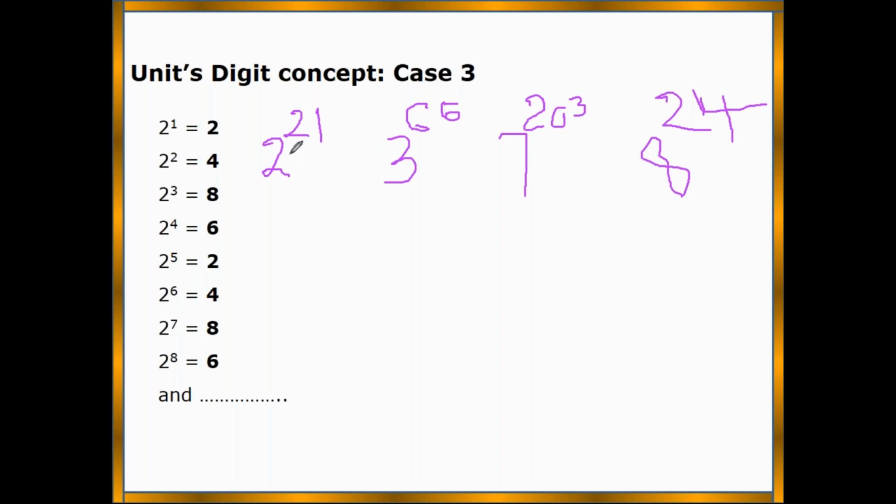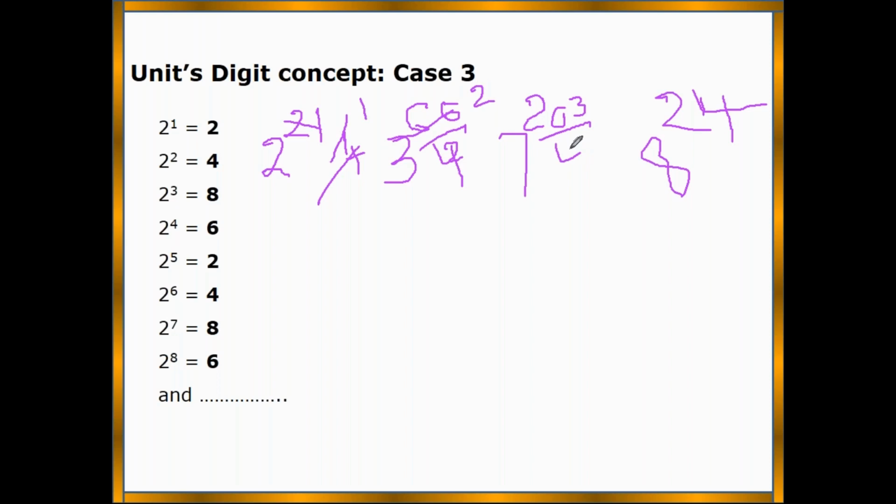So step number one, whenever the values are repeated for every 4 iterations, you have to divide the power by 4. Whenever the power is divided by 4, 21 by 4, what is the remainder? 4 5s are 20. The remainder is 1. So this is applicable for 2, 3, 7, 8. Whenever there is a power, that power is divided by 4. For 66, 4 16s are 64, so the remainder is 2.